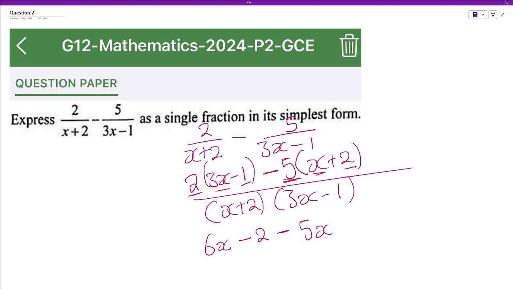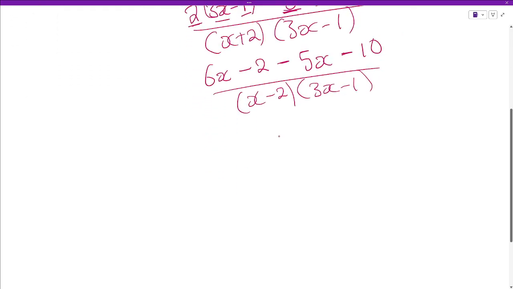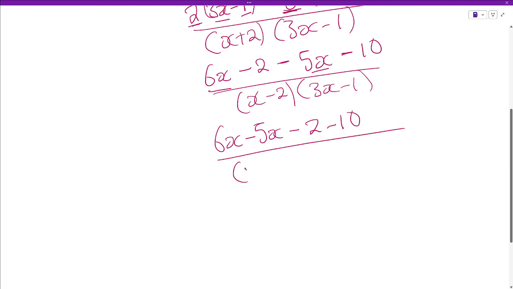Okay, negative 5 times 2, positive 2 is negative 10. Okay, everything over the same denominators: x plus 2, 3x minus 1, we close. Then here we can group the like terms. 6x and 5x are like terms, so say 6x minus 5x, then negative 2 and negative 10 are also like terms. Then everything over x minus 2, 3x minus 1.